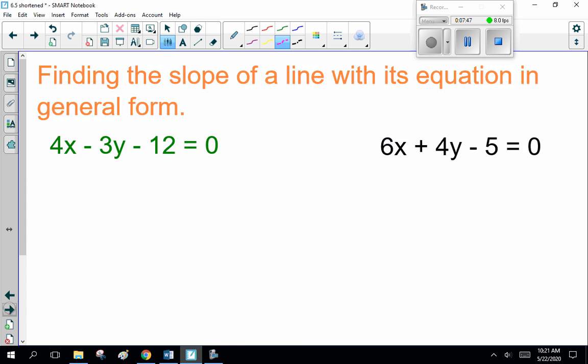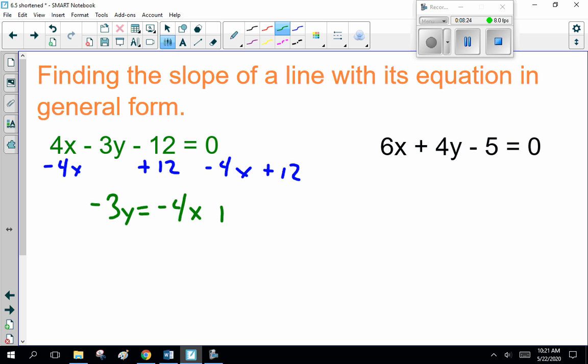Okay? Now, the easier part, or the second of three things you have to be able to do, is turn the general form into the slope-intercept form, or y equals mx plus b. That is, solve for y. So how do I get the y all by itself here? Well, first thing I do, minus 4x from both sides, and add 12. So I get minus 3y equals minus 4x plus 12.